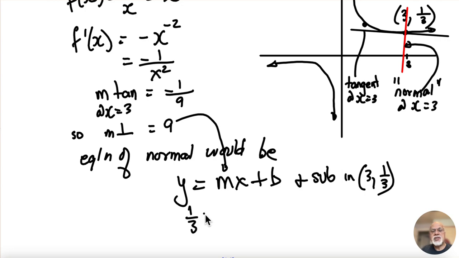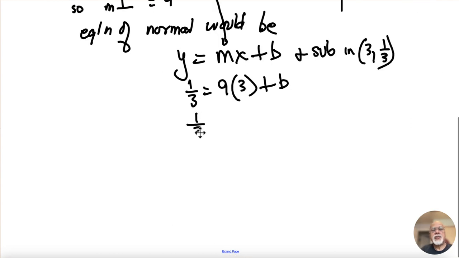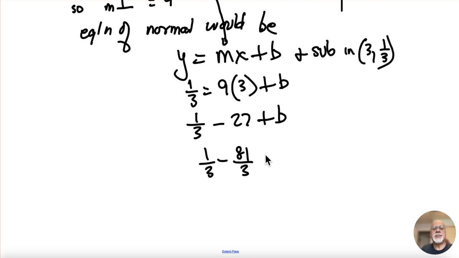So we end up getting 1/3 is equal to m, which is 9, times x, which is 3, plus b. And so I get 1/3 is equal to 9 times 3, which is 27, plus b. That's 1/3 minus 27, that's 81 thirds, right? Oops, there should be an equal sign in here somewhere. And so b is just equal to negative 80 thirds.